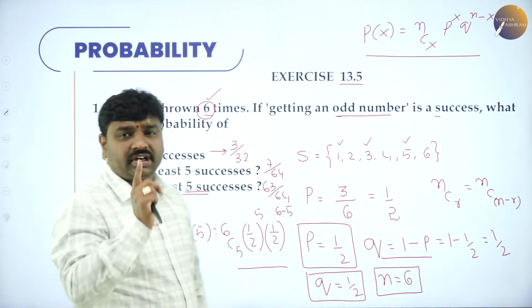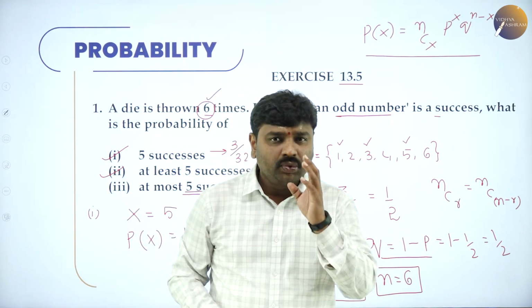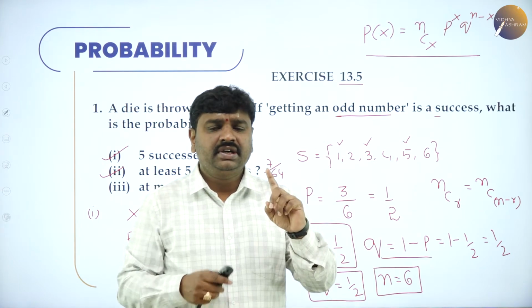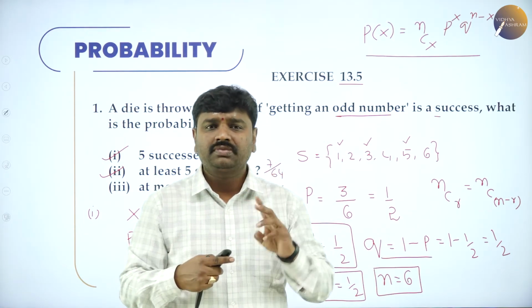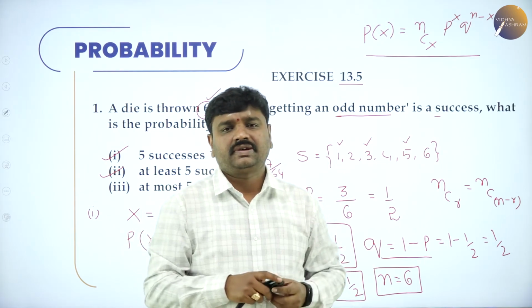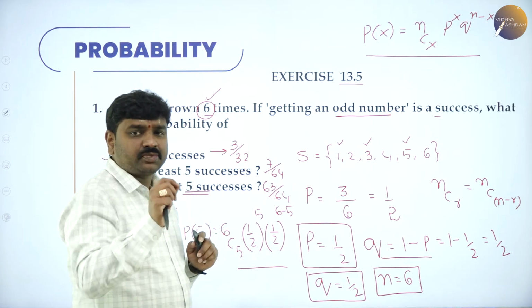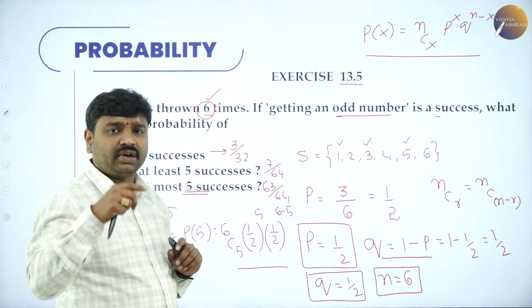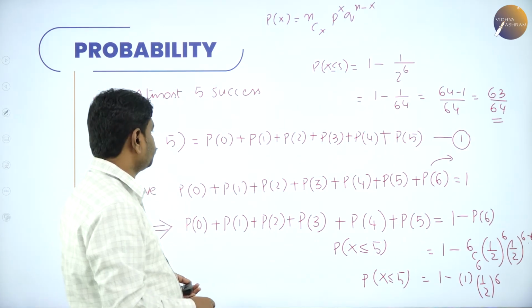Now Bernoulli trials, you should decide whether the given trials are Bernoulli trials. How to decide? See, the number of trials should be finite. Each trial should be independent of the other, and each trial should have only 2 possible outcomes, success or failure. That's it. Then you can decide they are Bernoulli trials, and you can use this formula. X means exactly x. At least x means x greater than or equal to that value. At most means less than or equal to.